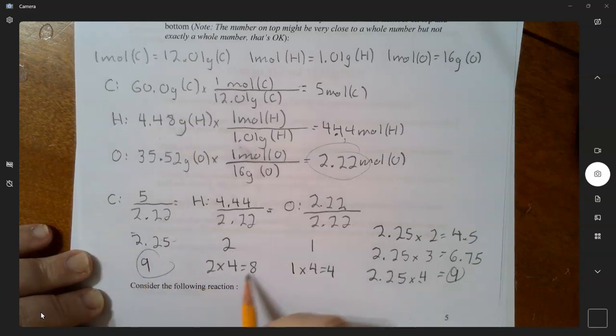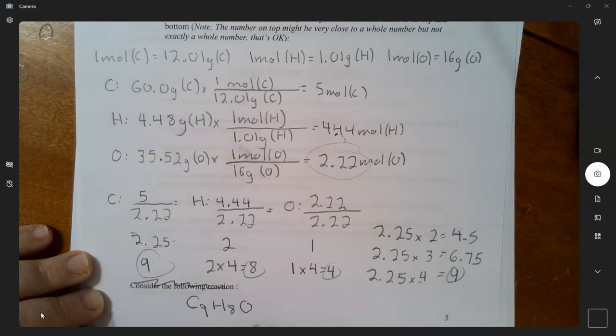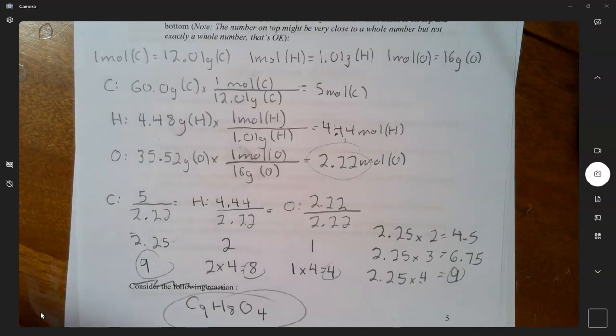Okay, so our subscripts are going to be 9, 8, and 4. Be sure you keep straight which is which. So carbon is going to be 9. Hydrogen is going to be 8. And oxygen is going to be 4. Okay, and that's the empirical formula.